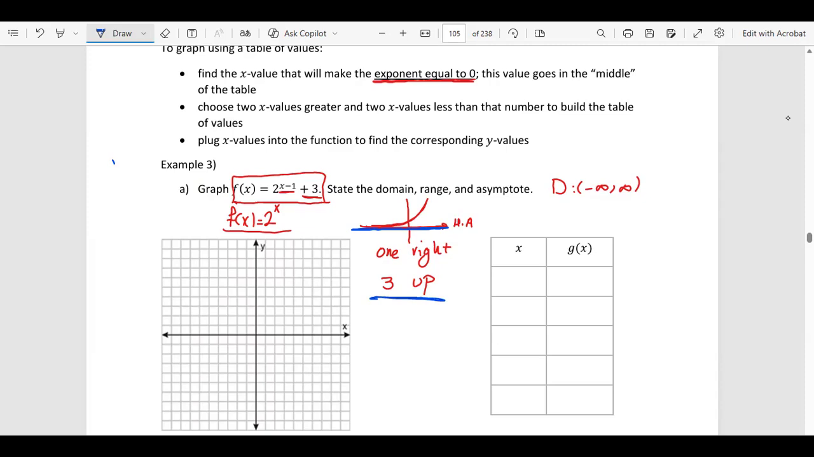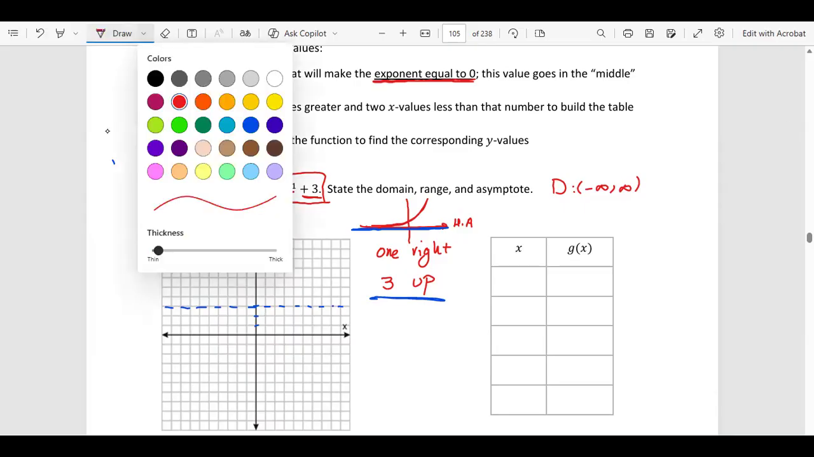And in this function, we have a shift by 3. That means all of the points are shifted up by 3. So the horizontal asymptote also must be shifted up by 3. So instead of graphing the asymptote on the x-axis, I will shift that 3 up, and I will graph my horizontal asymptote first. Because when I have my horizontal asymptote, it reminds me that I'm not going to cross this line. Okay, now let's go back to finding points to replace for x.